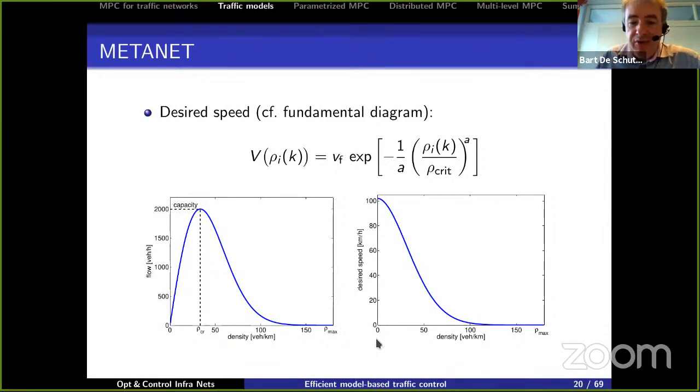So if the number of vehicles on the highway is very low, you would typically go to the free flow speed. That's indicated here with VF. So if the number of vehicles is low, you have a high speed, but as more and more vehicles enter the highway and the density increases, then at one moment you will get a traffic jam. So the speed goes to zero. And this exponential expression is one way to describe that behavior.